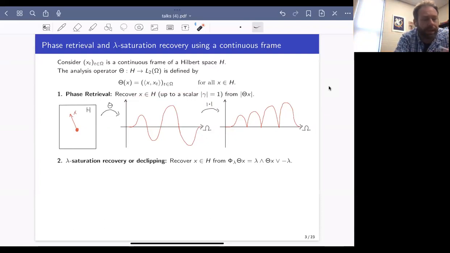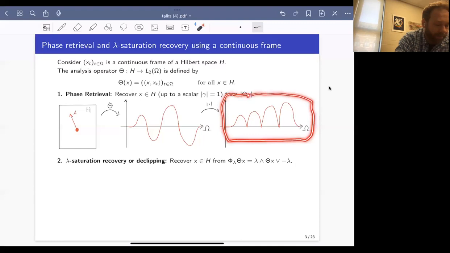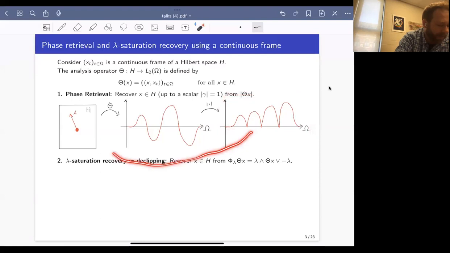And so this comes up a lot in electron microscopy, coherent diffraction imaging, lots of fun physics problems are in a situation where you take a bunch of measurements, but you can only obtain the magnitude of those measurements. And so the goal of phase retrieval is I'm looking at some absolute value of a function. How do I go back and recover the vector that I'm measuring?